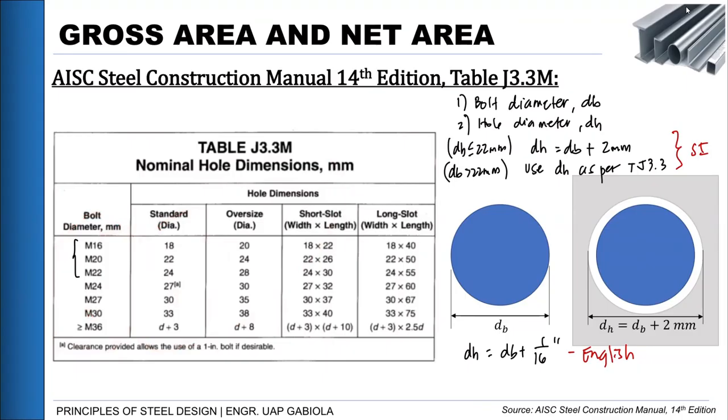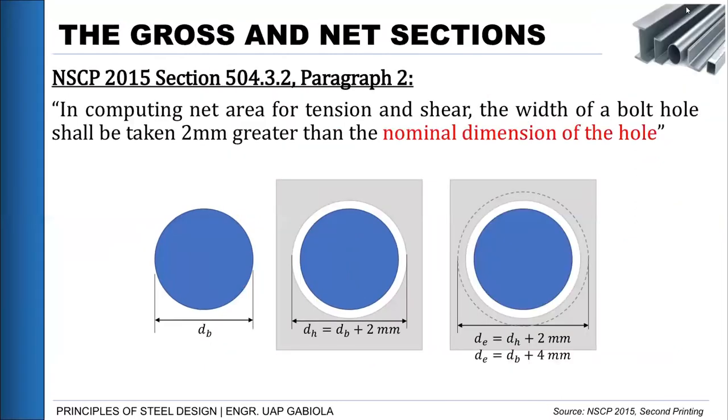Okay? So, this is the first two types of bolt diameter natin. The last is yung tatawagin natin effective diameter. And according to the code, in computing for the net area for tension and shear, yung width daw ng bolt hole shall be taken 2 mm greater pa daw than the nominal dimension ng hole. Okay? So, 2 mm greater dun sa diameter ng hole. So, 2 mm greater. Bakit?